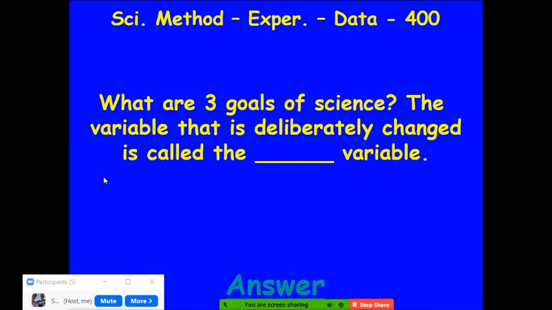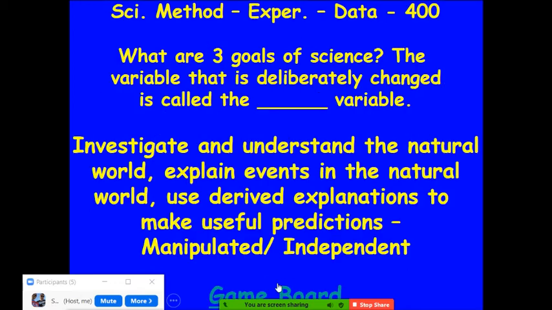All right, here we go. Okay, goals of science: investigate and understand the natural world, explain events in the natural world, or use derived explanations to make useful predictions. And there's 2 ways you can describe this variable: the manipulated or independent variable. And the easiest way to remember this is the independent variable is the one that I change.